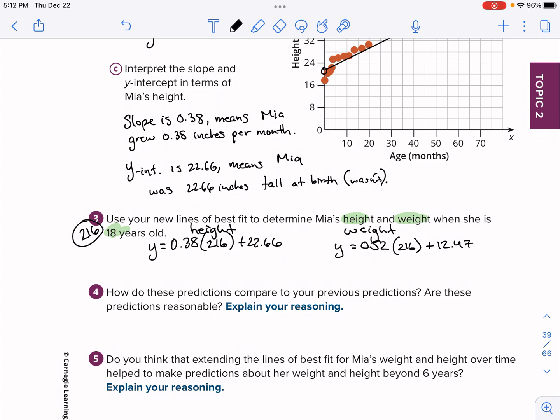All right, so let's go ahead and do some multiplication. We can use a calculator. Let's multiply for this first one. 0.38 times 216 is 82.08. And then we'll add that to a number that's close to 23. So we're going to have y equal to 104 inches, but we're also going to have 47 hundredths of an inch. So 104 inches.